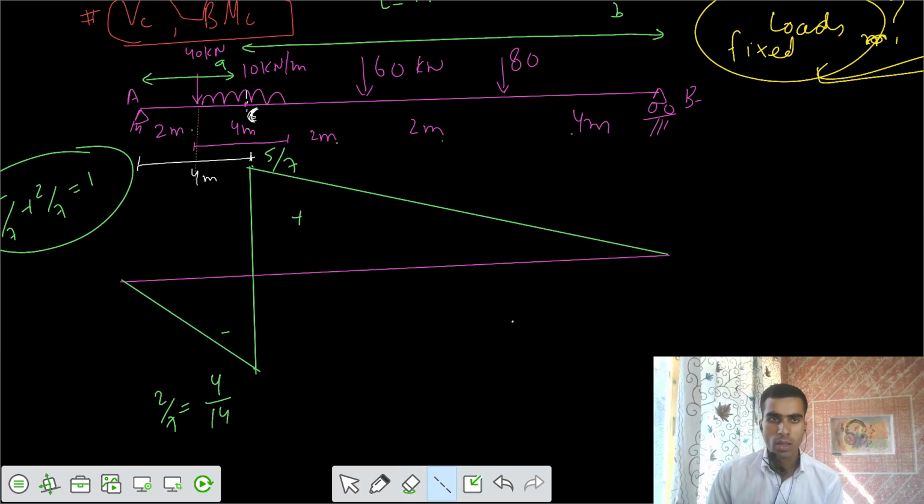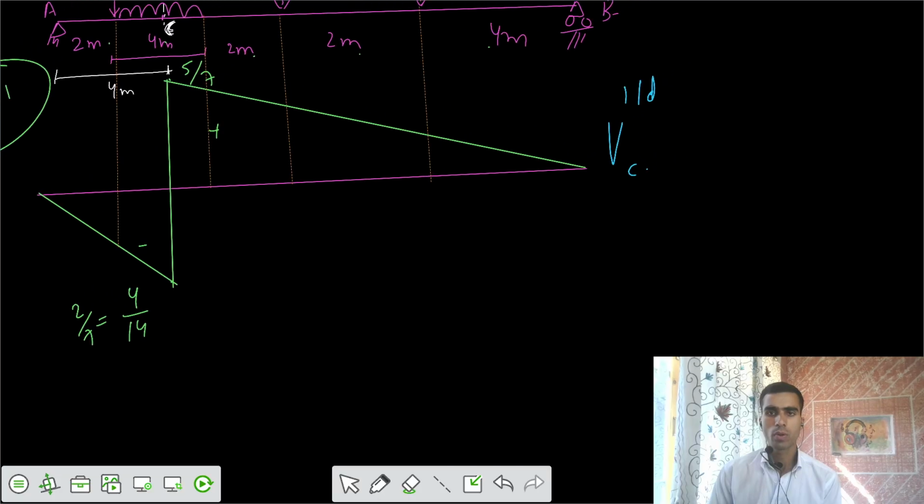At these points there might be some intensity, some ordinate. We need to get those ordinates, then multiply them to get the maximum values. This is the ILD for shear force at C.